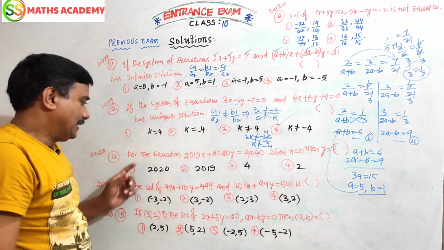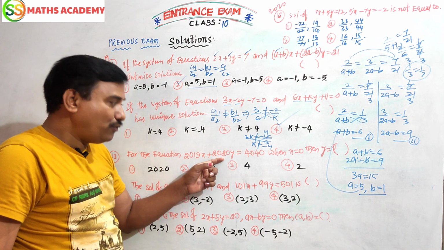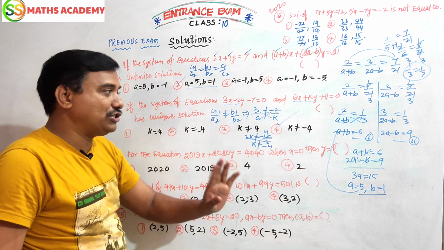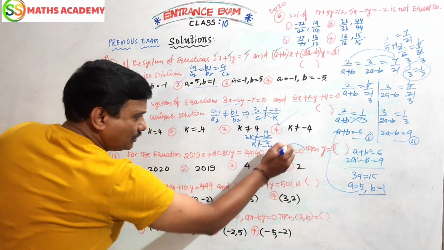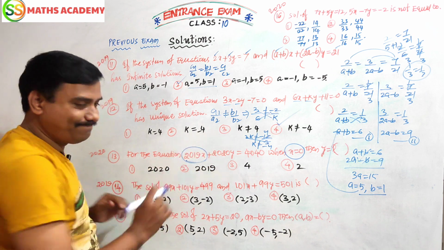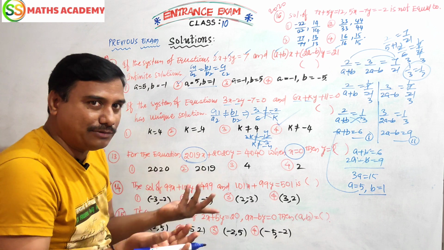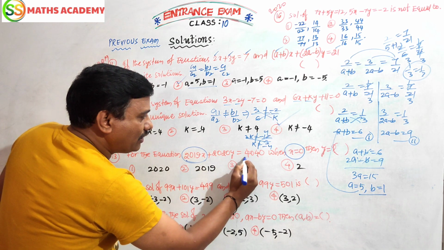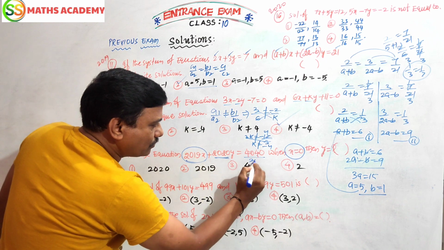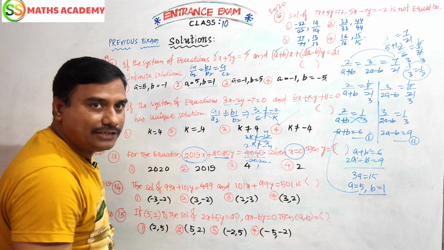Next. For the equation 2019x plus 2020y equals 4040, when x equals 0, what is the value of y? Simple. x equals 0 means the whole term is 0, since anything multiplied with 0 becomes 0. Now 2020y equals 4040, so 2020 comes down, 4040 by 2020 is 2. Answer is 2.